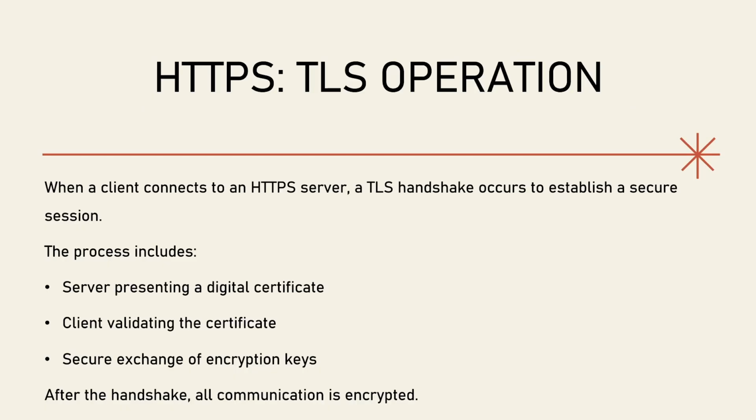HTTPS TLS operation. TLS secures HTTPS connections through a process called the TLS handshake. During this handshake, the server presents a digital certificate to prove its identity. Encryption keys are then negotiated, and a secure session is established. Once complete, all data exchanged is encrypted. This process ensures confidentiality, integrity, and authentication between the client and the server.